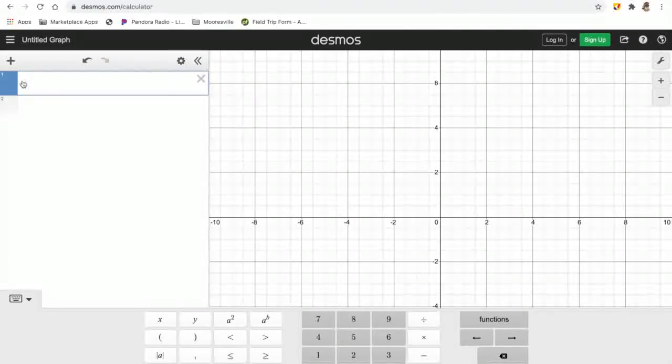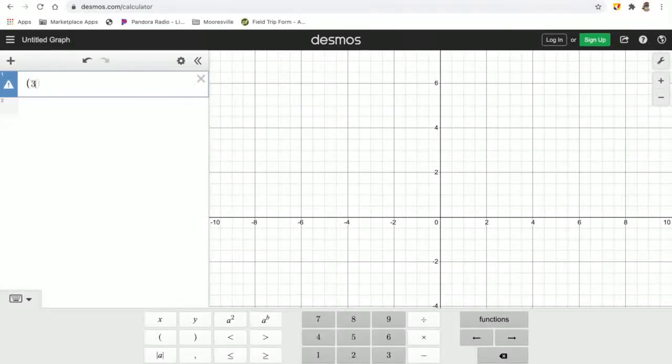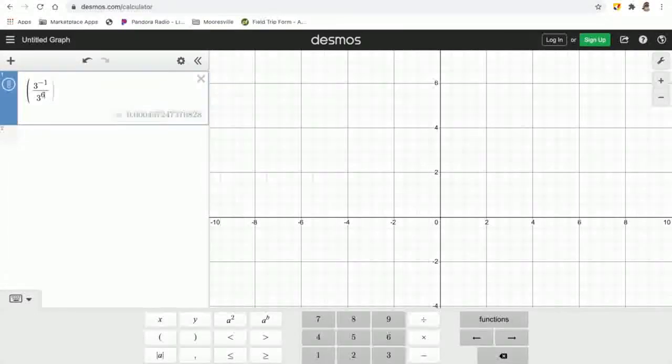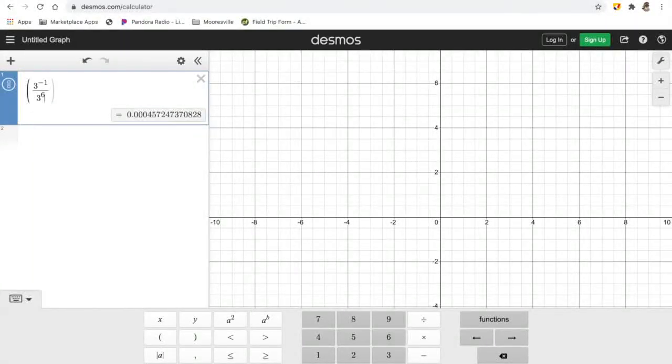So in parentheses, I had a 3 raised to the negative 1 over 3 raised to the 6th. And then I end that set of parentheses. And then I raise that to the negative 5th power. I see here that that is 5.0031545099 times 10 to the 16th.